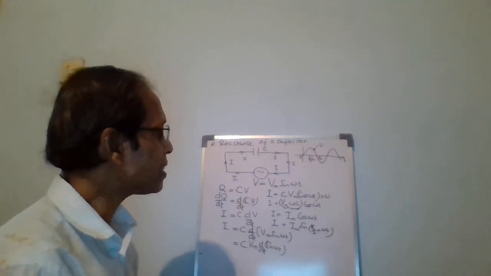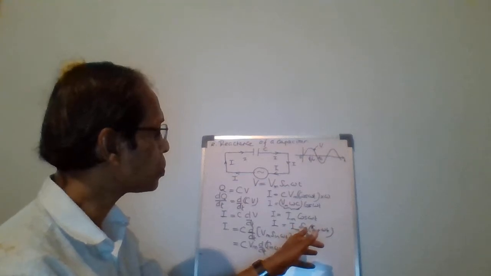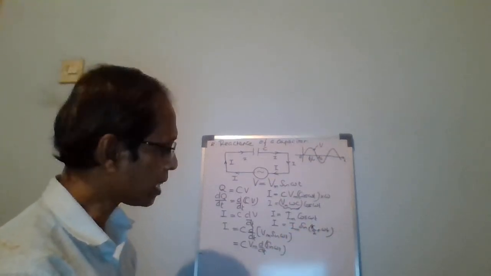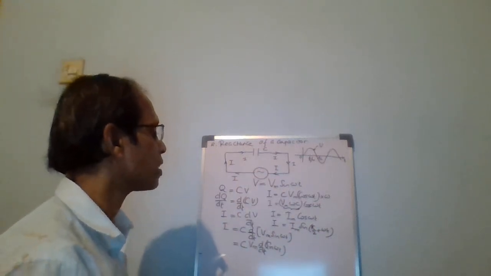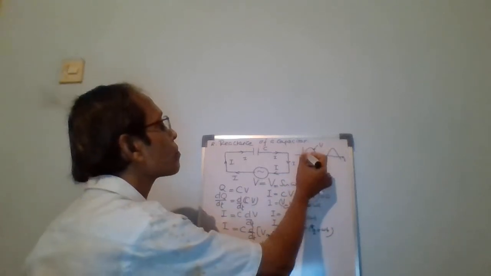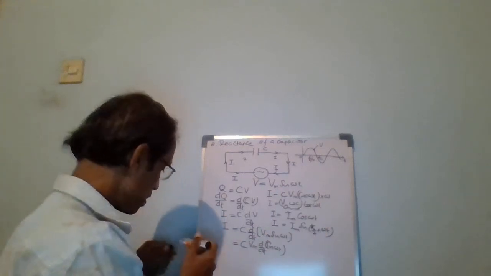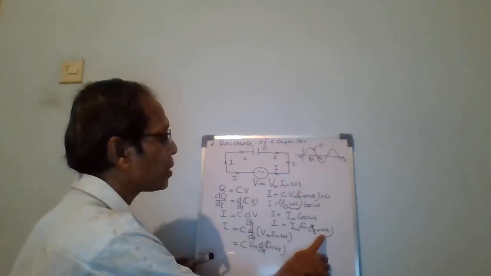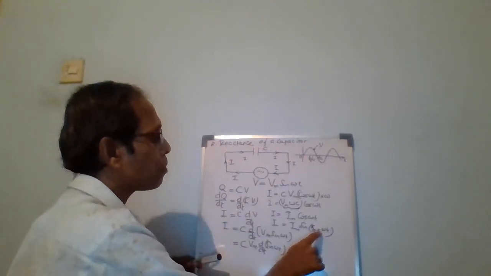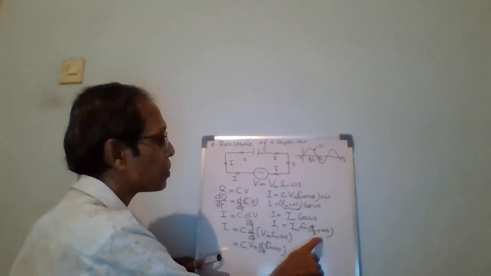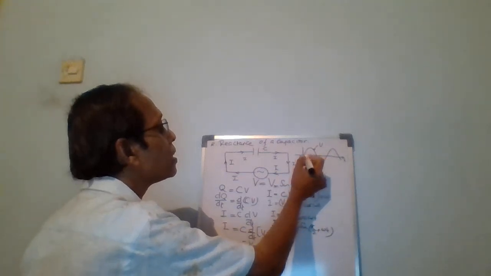When t is 0, for the current I, that is equal to Im into sin pi divided by 2. Sin pi divided by 2 is 1, so Im into 1 is Im. Here is Im. When omega t is pi divided by 2, what is happening? Pi divided by 2 plus pi divided by 2 is pi, and sin pi is 0. So Im into 0 is 0 here. Then it's curved like this.